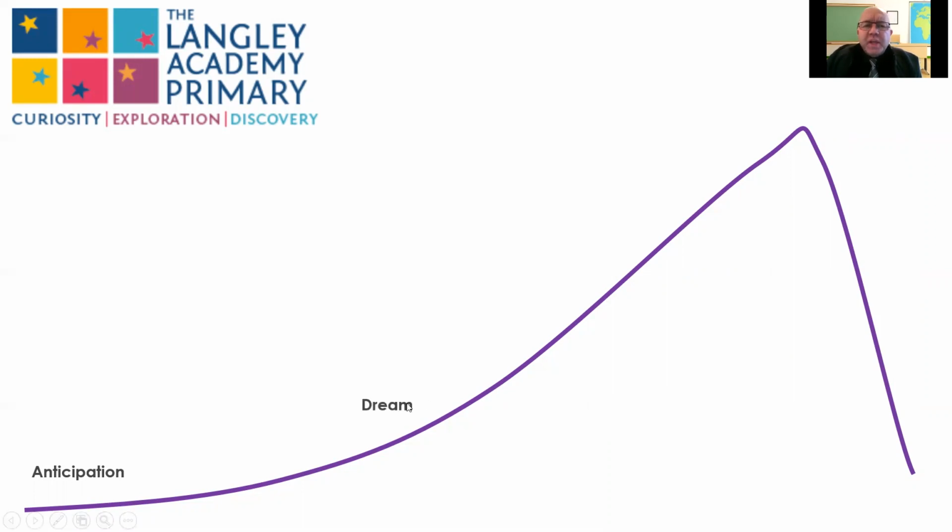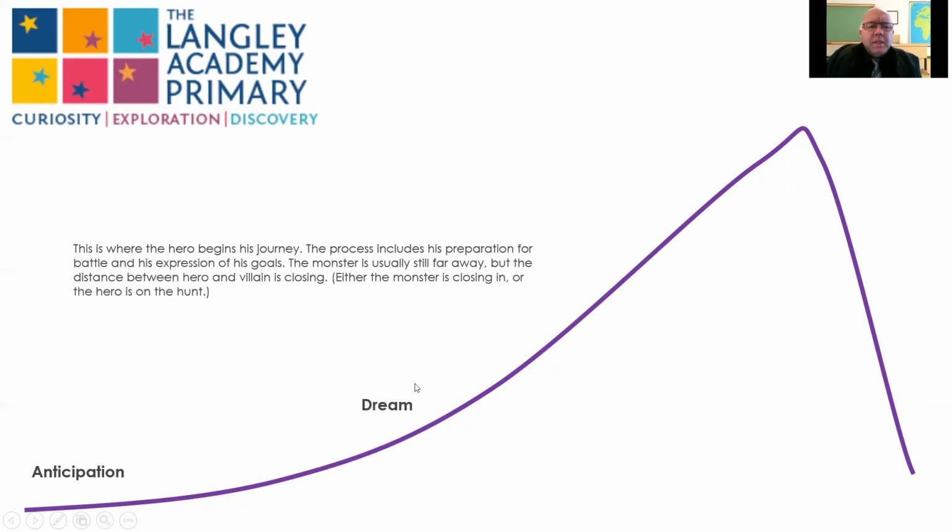Then we move on to the dream part. Okay? This is where the hero begins his journey. The process includes his preparation for battle and his expression of his goals. The monster is usually still far away, but the distance between the hero and villain is closing. Either the monster is closing in or the hero is on the hunt. Okay, so this is as our two main characters, the hero and the monster, start to come together. It talks about our hero's preparation, training, planning, all those bits of the story, but they have not yet met each other.